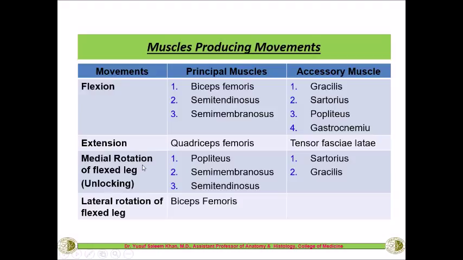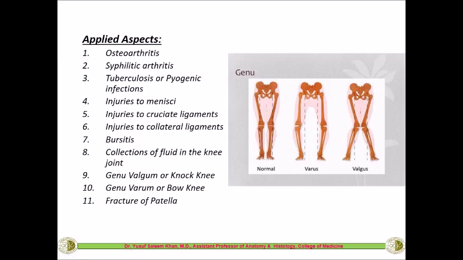Coming to the medial rotation of the flexed leg, it will be done by the popliteus muscle, semimembranosus as well as the semitendinosus. Accessory muscles are sartorius and gracilis. Coming to the lateral rotation of the flexed leg, that will be done by the biceps femoris.